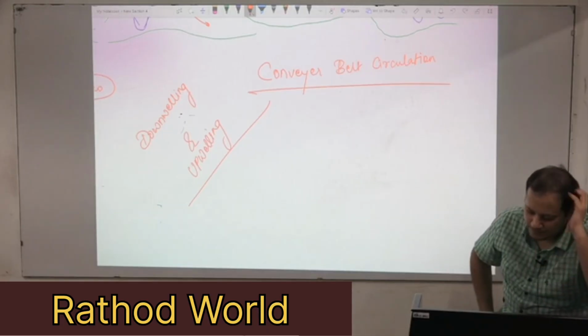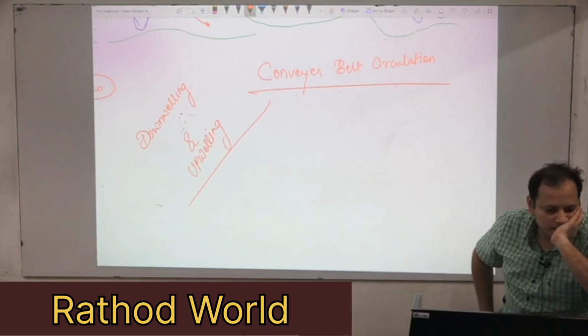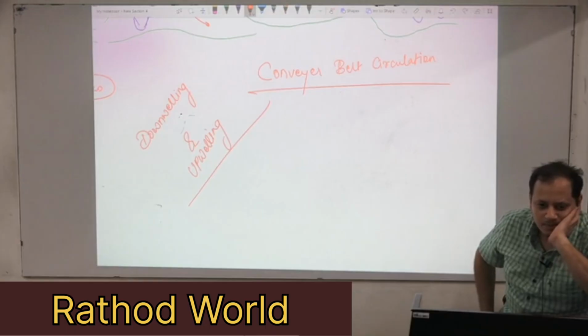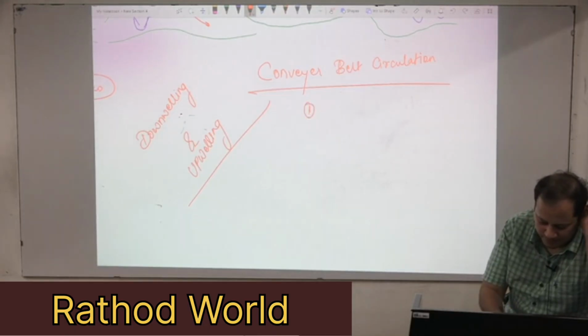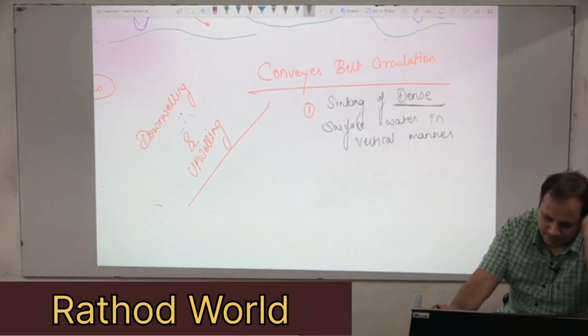Next, downwelling. What is downwelling? Downwelling is the process of sinking of dense surface water in vertical manner.